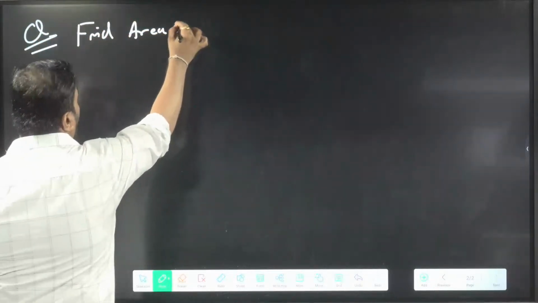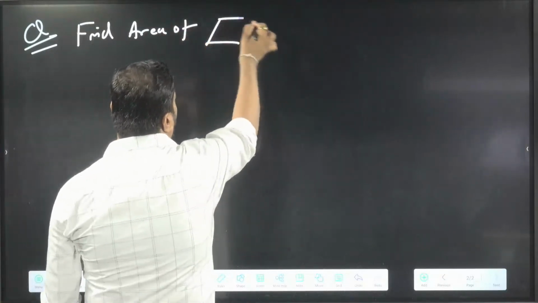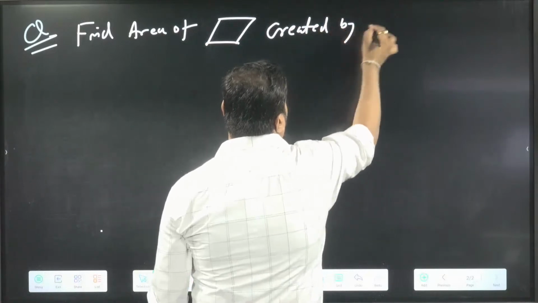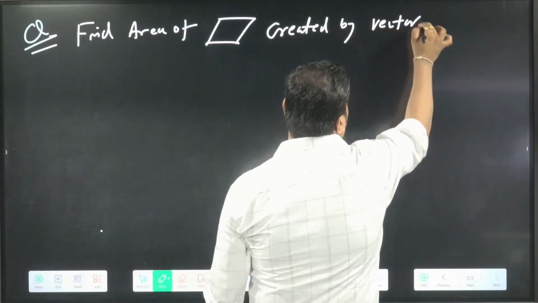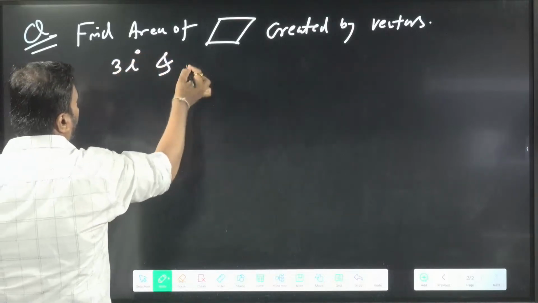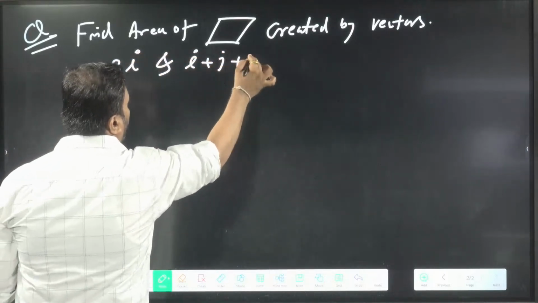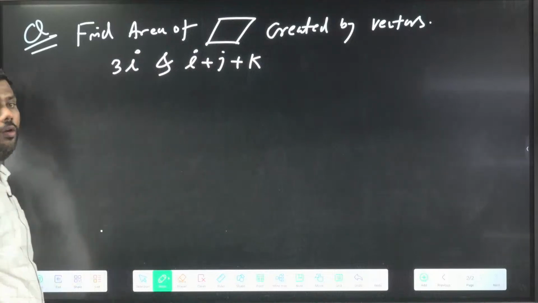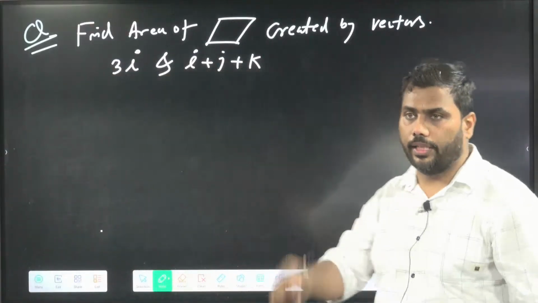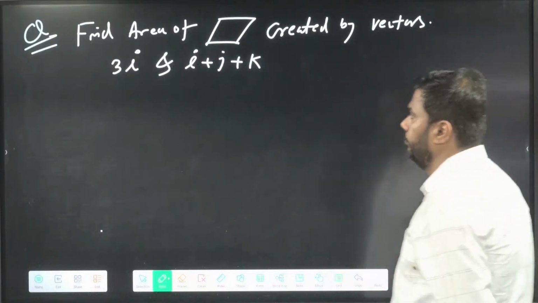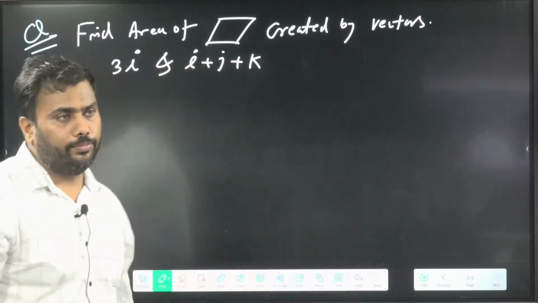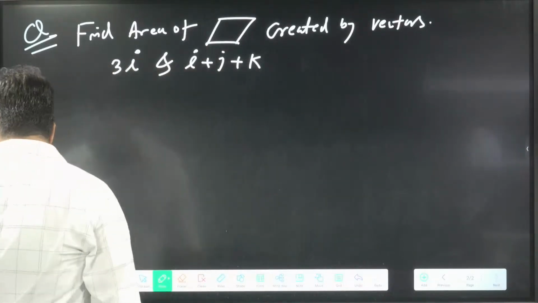Find the area of the parallelogram created by the vectors 3i and i plus j plus k. These two vectors are creating a parallelogram. Find the area of this parallelogram. Solve this.